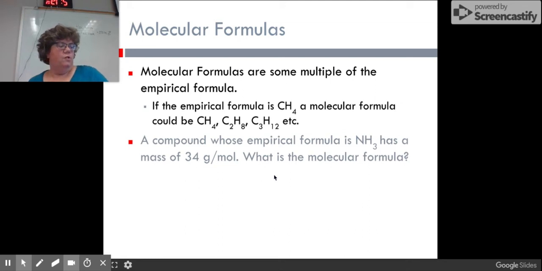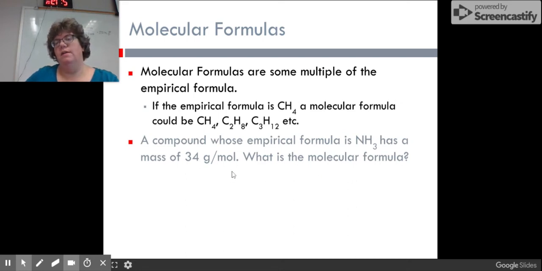So here's a way to calculate one from the other. I have this problem that says a compound whose empirical formula is NH3 has a mass of 34 grams per mole. What is the molecular formula? Basically, we need to figure out what the multiple is. Is it multiplied by 1, 2, 3, 4? What's the multiple in order to figure out the molecular formula?